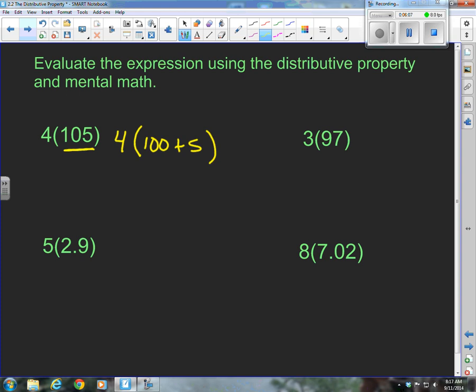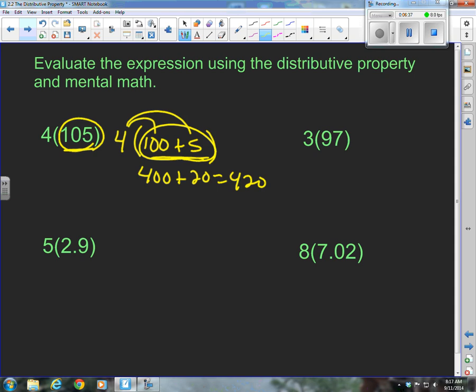Okay? Now this is very simple to do in my mind. I know that 4 times 100 is 400. I know that 4 times 5 is 20. And I know that 400 plus 20 is 420. So if we wrote that down, it would be 400 plus 20 equals 420. And if you can do this in your mind, instead of trying to multiply 4 times 105, it is easier to multiply 4 times 100 and then add 4 times 5. So that's using distributive property for mental math, which I do a lot.